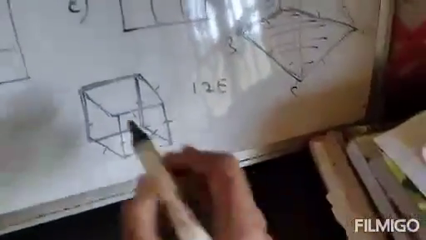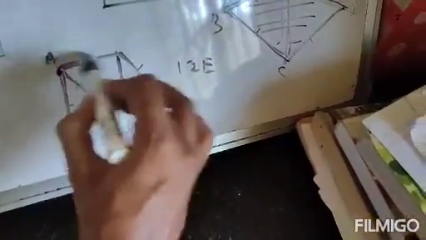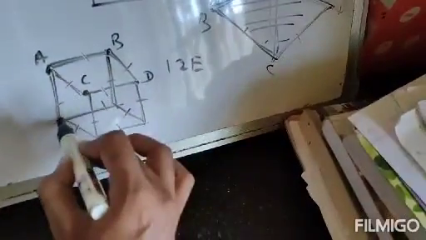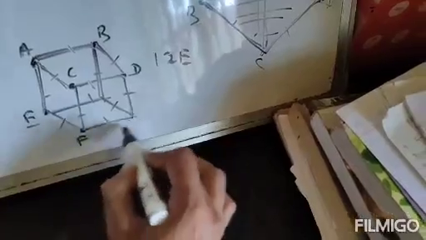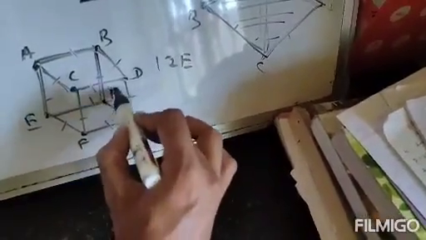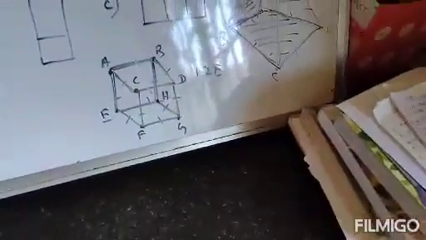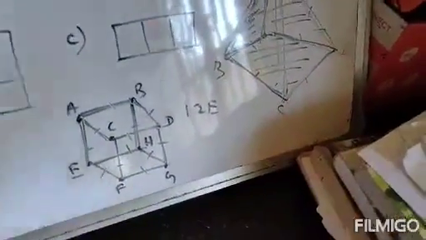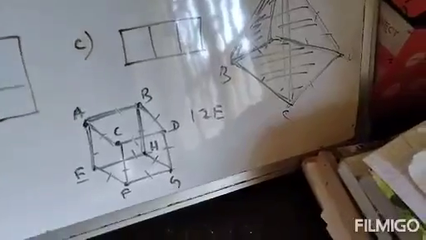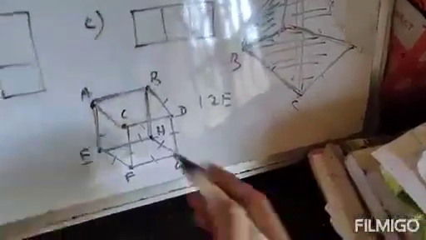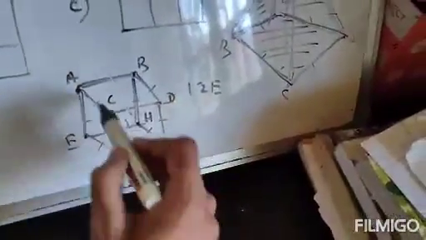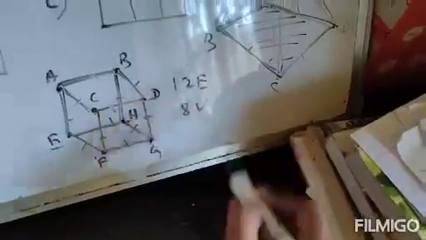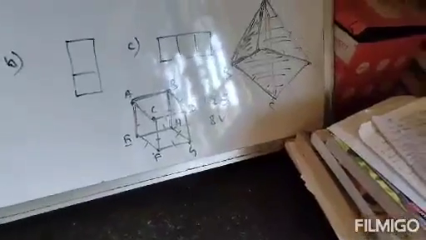Edges meet at this point, so A, D, E, F, G, and H. All these are the points where edges meet together. So these points will be known as vertices, because edges meet together at a point. Vertices are the points where edges meet together. So how many vertices are there? 1, 2, 3, 4, 5, 6, 7, 8. So 8 vertices are there.